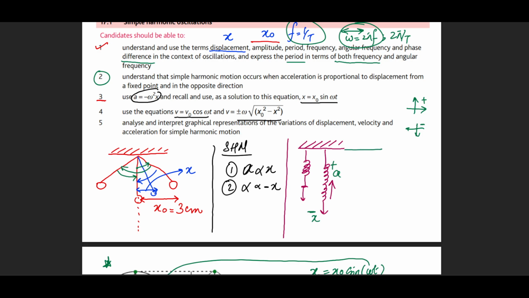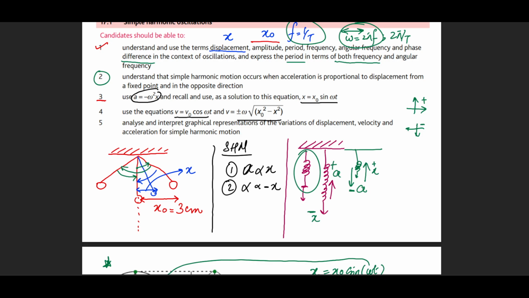And if, let's say, you try to compress the spring by pushing it upwards, now the displacement is positive because it has moved upwards, but the spring is going to try to stretch open. It's going to oppose you and come back to its original position, which is its unstretched length. So in this situation, the acceleration or the force eventually will be in the negative direction.